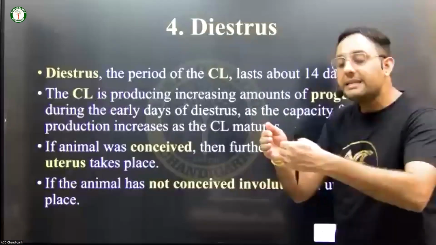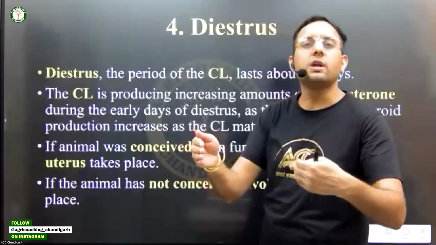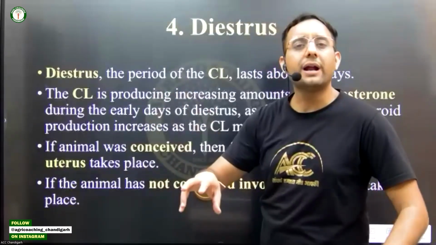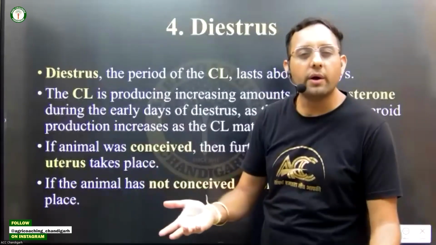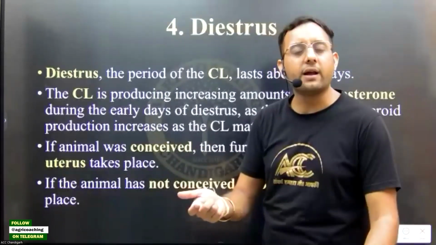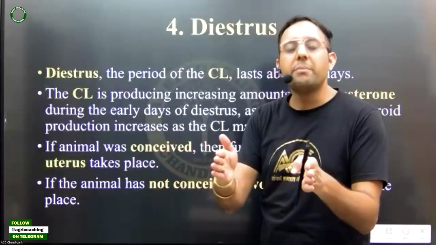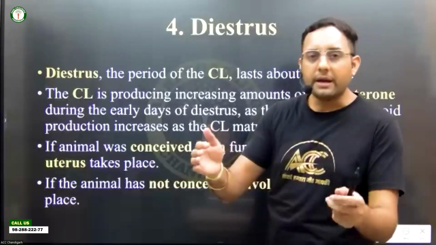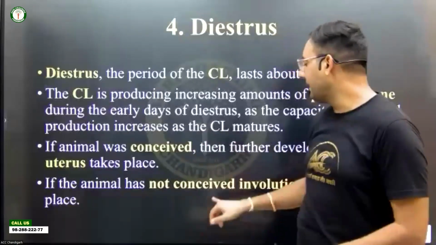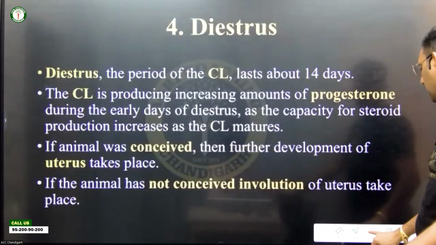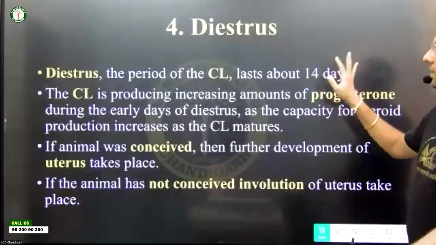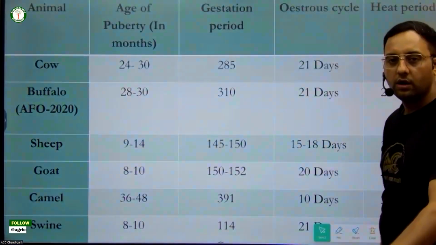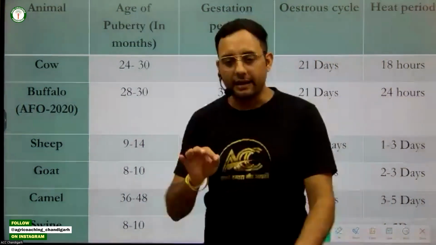So here the CL was trying to increase the size of the uterus. Why? Because the calf is about to get developed, but the CL comes to know, yeah, there is no mating, there is no fertilization of the egg. So now the CL will again make sure the uterus comes back to its normal shape, and that coming back to the normal shape is known as involution. Fourth stage is over. Concept of estrus cycle is over.